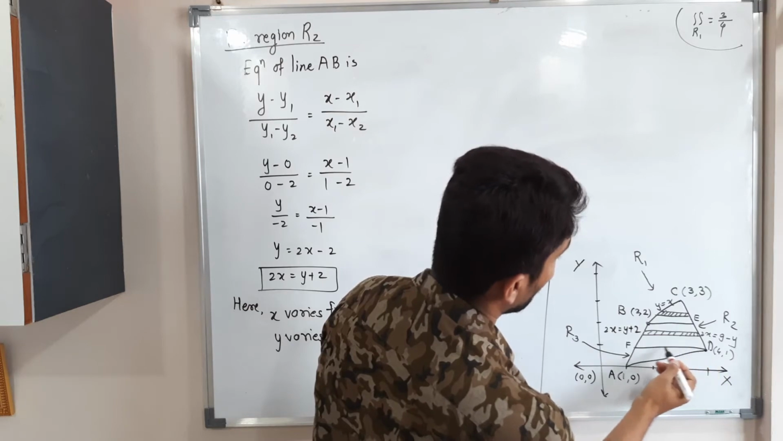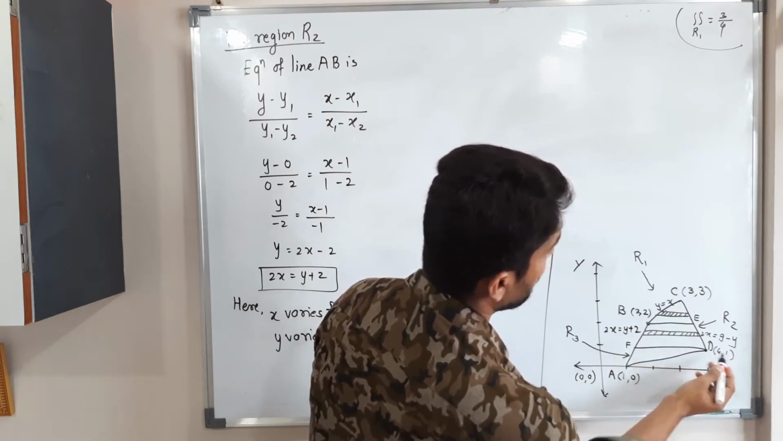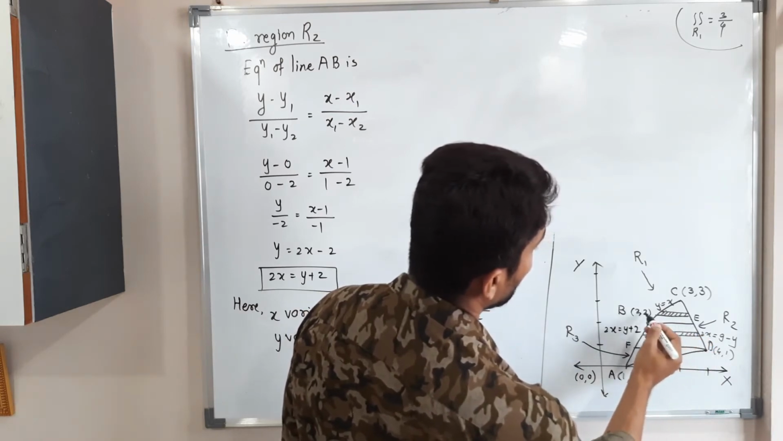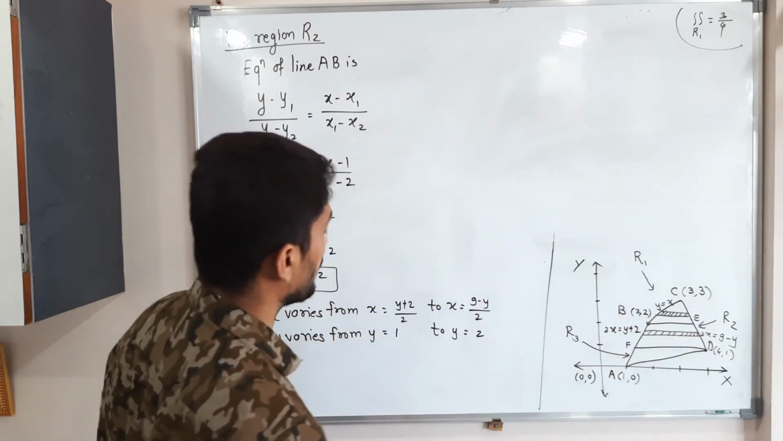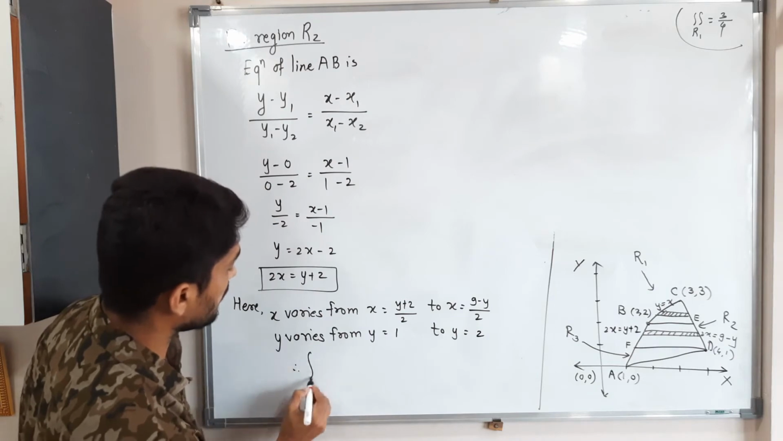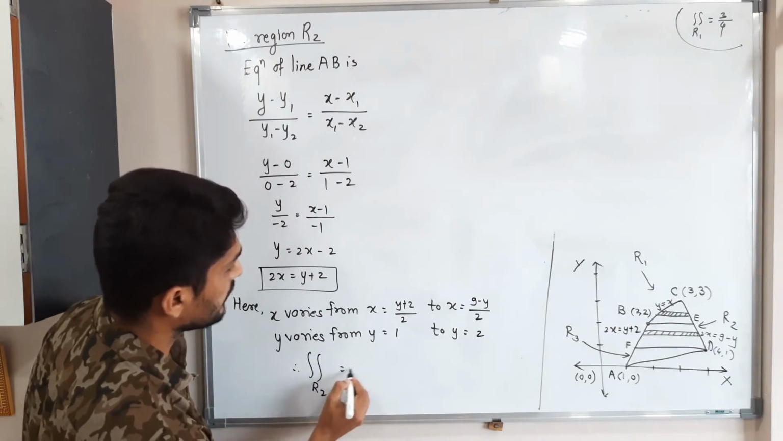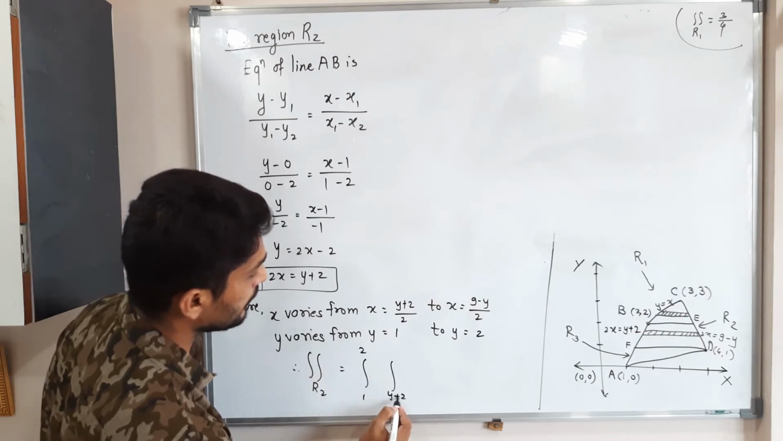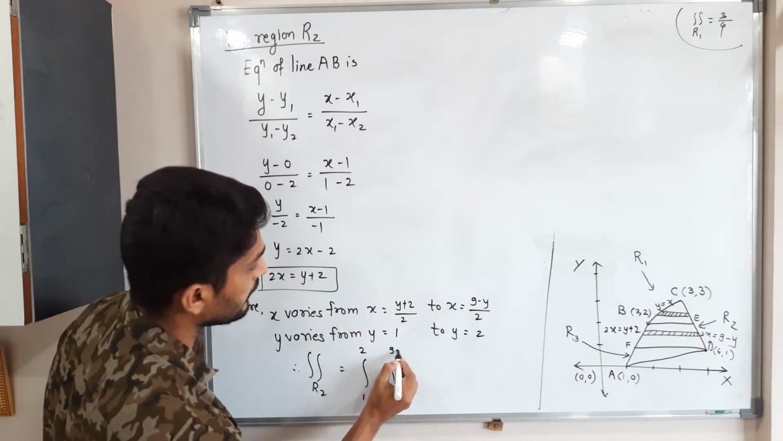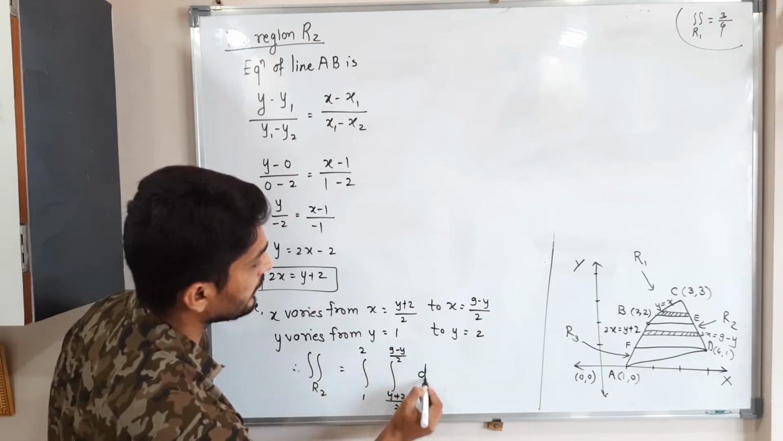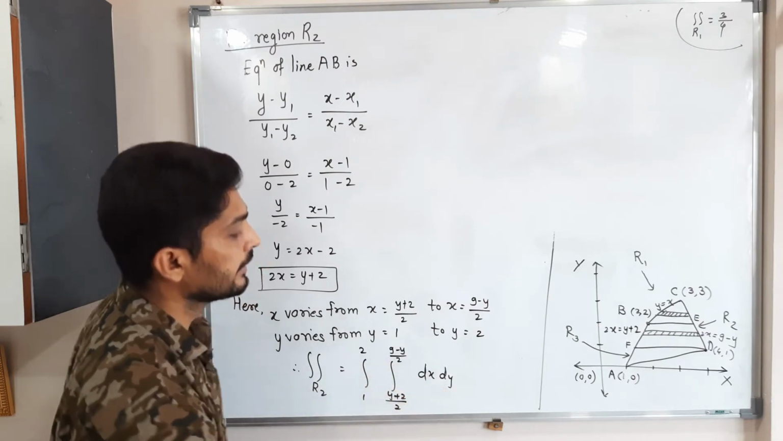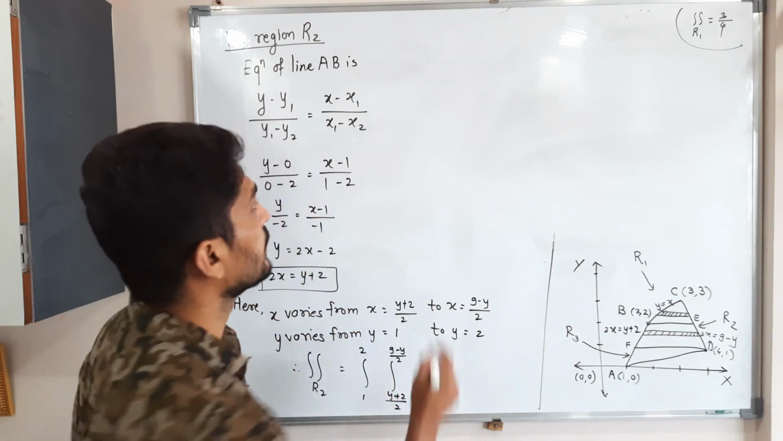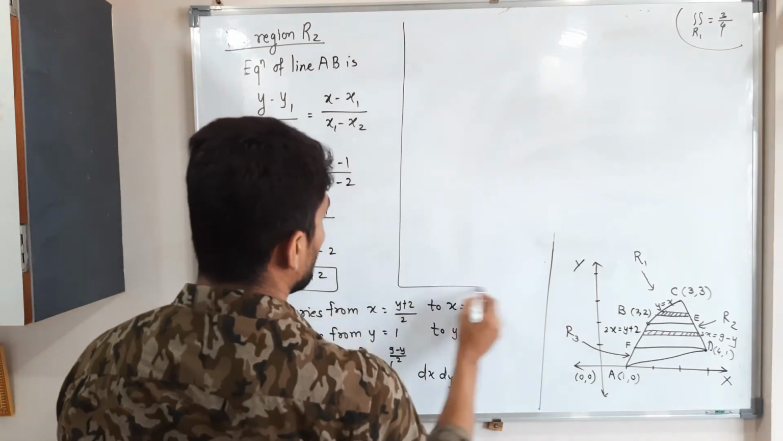So here, what is the value of y? You can easily see the value of y is 1, and here it will go up to here, so the value of y is 2. So y varies from 1 to 2. Therefore, the double integration over R2 is the integral from 1 to 2, of x from (y plus 2) by 2 to (9 minus y) by 2. I should write dx first. After that I will write dy, since our strip is parallel to x-axis. So we will integrate with respect to x first. Easily we can solve the problem here.